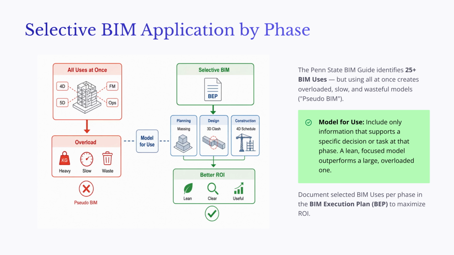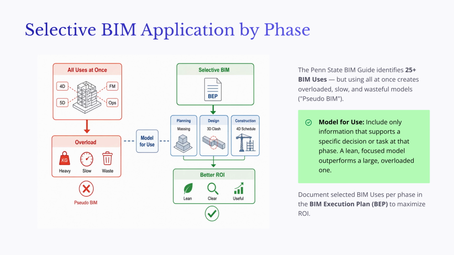The phrase "model for use" is very important here. The model should include information because it supports a real project need, not simply because the software allows it. For example, during planning, the team may focus on massing and feasibility. During design, the focus may shift to 3D coordination and clash prevention. During construction, the focus may shift again to 4D scheduling, logistics, and constructability review.